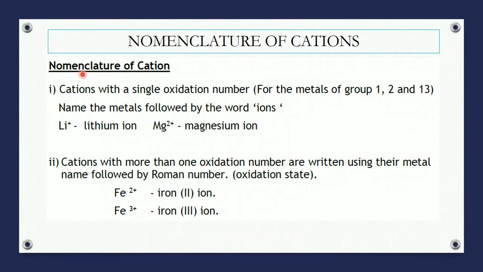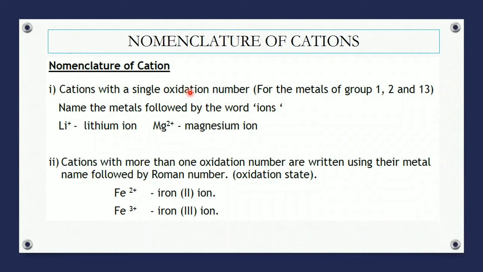So how can we give the nomenclature of a cation? Normally, for cations from metals of group 1, 2 and 13, we can name the metal followed by the word ion. And normally, they only have one single oxidation number. For example, when lithium metal loses one electron, it becomes Li+. So it's called lithium ion. And magnesium metal, from group 2, normally loses 2 valence electrons to become Mg2+, and it's called magnesium ion.